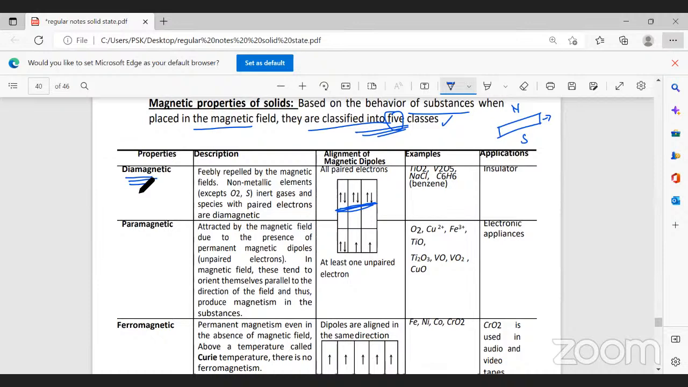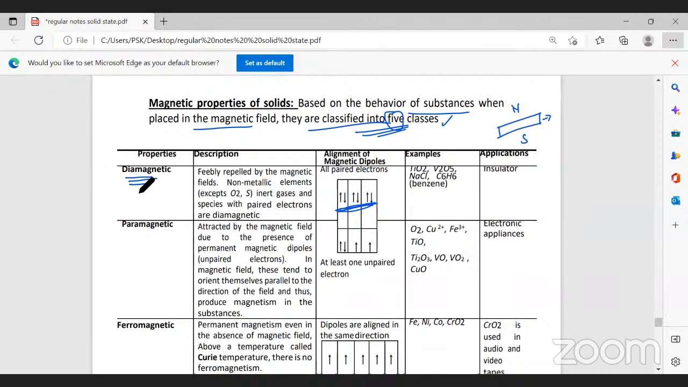So materials which are repelled from the magnetic field, which move away from the magnetic field, are called diamagnetic substances. Now, this diamagnetism is because there is no unpaired electron. All the electrons are paired in a system. Feebly repelled by the magnetic field. Non-magnetic metallic elements, except oxygen, sulfur, inert gases, and species with paired electrons are diamagnetic. All inert gases, noble gases are diamagnetic, and any species with paired electrons are diamagnetic because they will be repelled against the magnetic field.